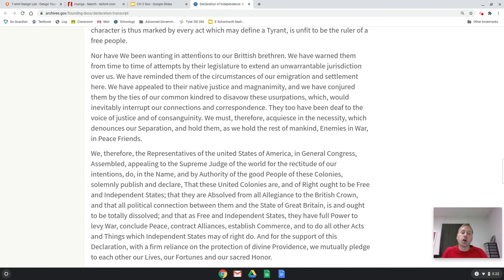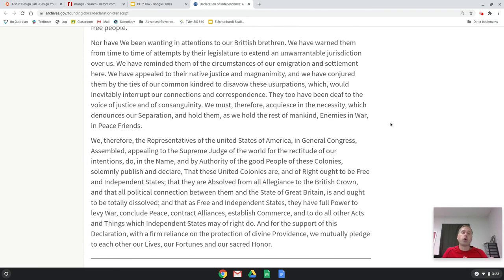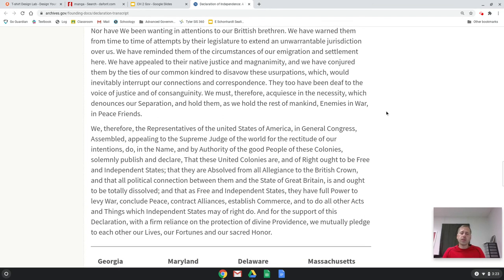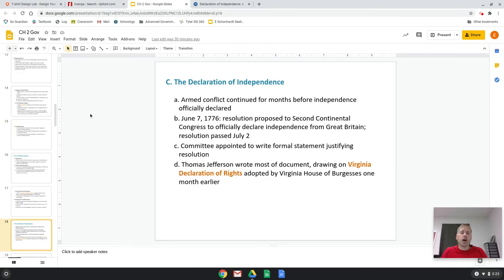We've tried and tried to be nice, and we've tried to work things out, even with the British people, and it's not working out. So we have no other option but to break away. That's a pretty good argument that Thomas Jefferson lays out. And so we declare our independence July 4th.